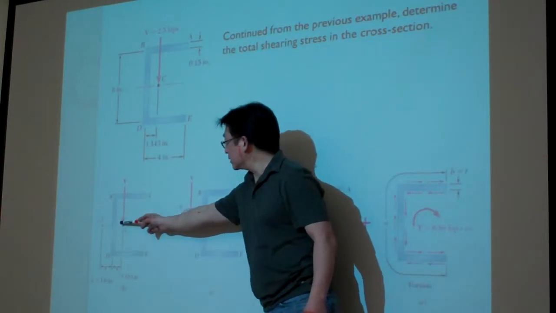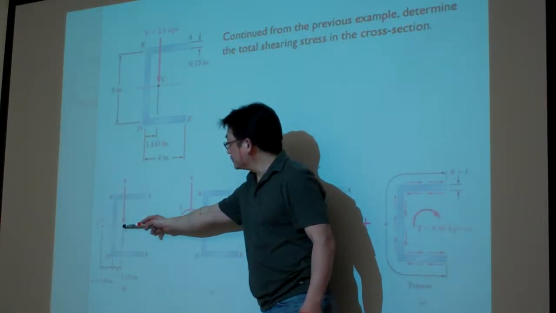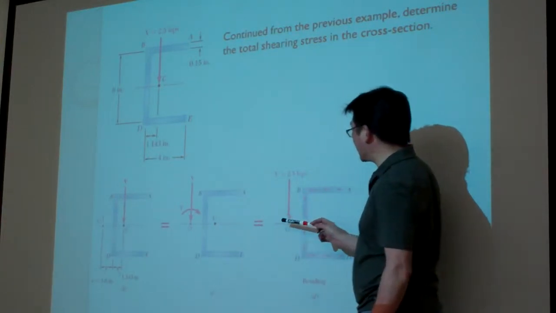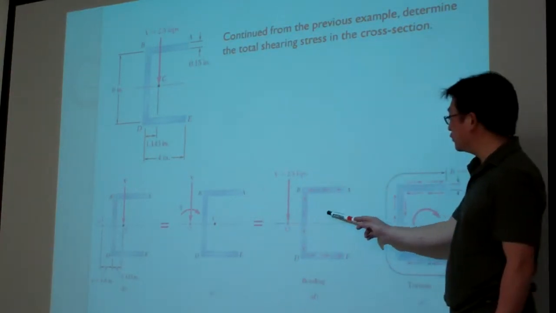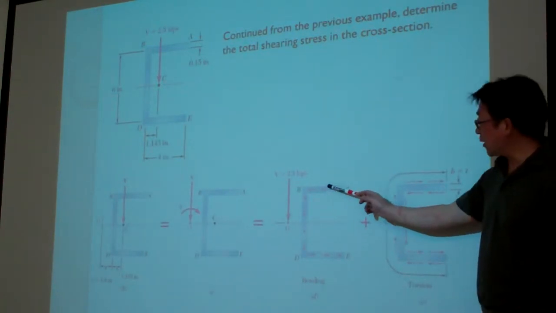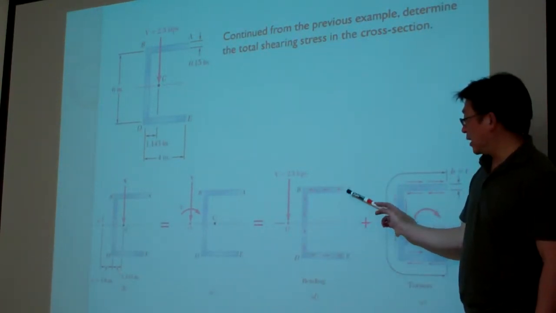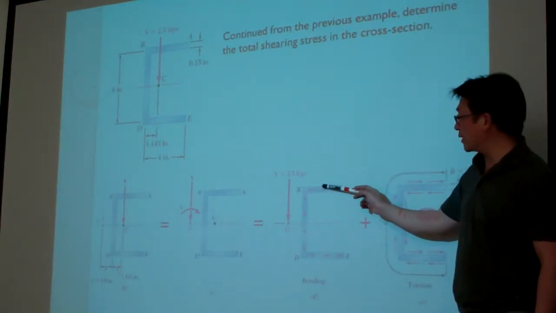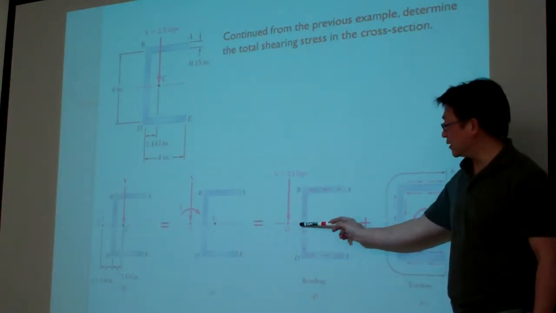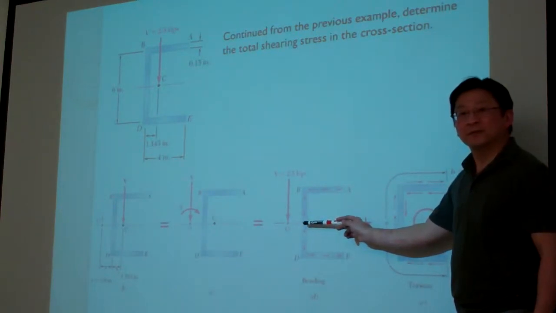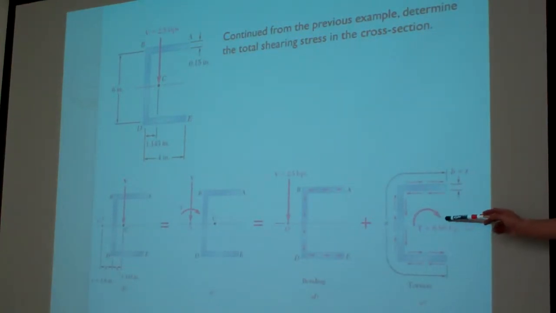But this one, in order to make it equivalent with this one, we must have induced twisting. So that means this one we can decompose into two scenarios, and this is due to superposition. And this one is what we did last week. And then we will be able to calculate the shear stresses at any single point on the cross section. In particular, the maximum shearing for this case is here. For this one, this is the induced twisting.